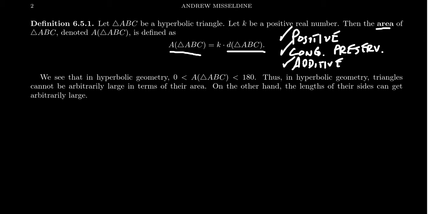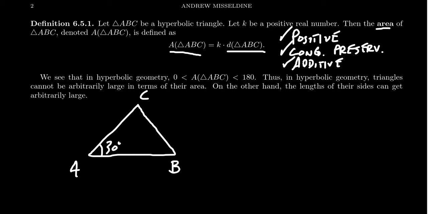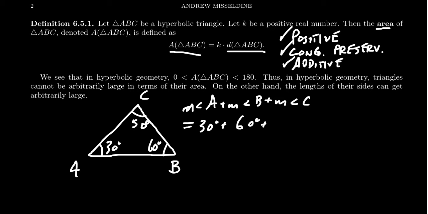So if you want to calculate the area of a hyperbolic triangle, let's say we have a triangle ABC like this, and let's say that the angle A measured to be 30 degrees, and the measure of angle B turned out to be 60 degrees, and then let's say that the measure of angle C turned out to be 50 degrees or something like that. You'll notice when we add these things together, what is the angle sum? The measure of angle A plus the measure of angle B plus the measure of angle C. Here we get 30 degrees plus 60 degrees plus 50 degrees. 30 and 60 give us 90 degrees, adding 50 degrees gives us 140 degrees. This is the angle sum of the triangle.